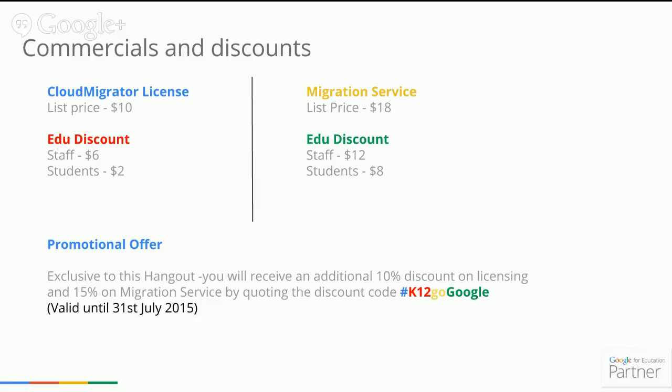So in terms of a license, we've got a standard education discount, which will take staff down to $6 a license, or $6 a user, that is, and students down to $2. So you don't have to migrate your students. Not everybody does. Some people do, but generally everybody wants to migrate staff information over, and that's the standard rate we've got there.